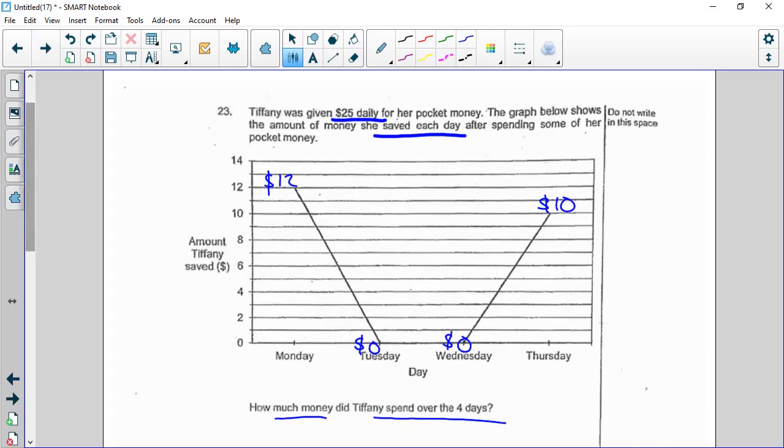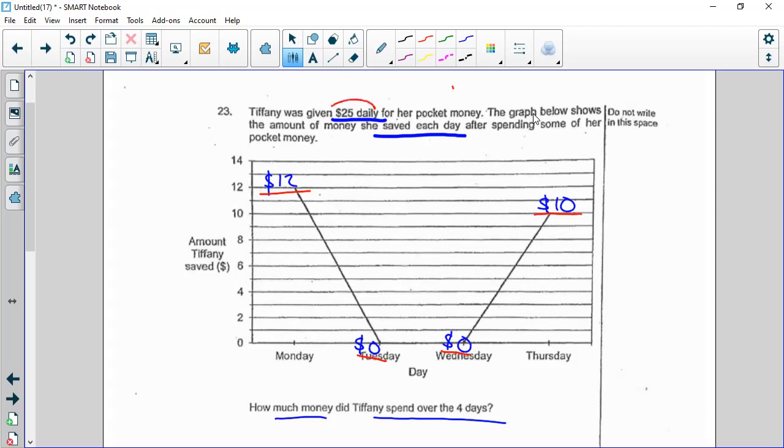All right, and those of you who are careless, what do you do? You add all this money together, which is wrong already. When you add all the money together, you are finding the total savings. We don't want the total savings, we want the total spending. So you look at Monday, how much did she spend?